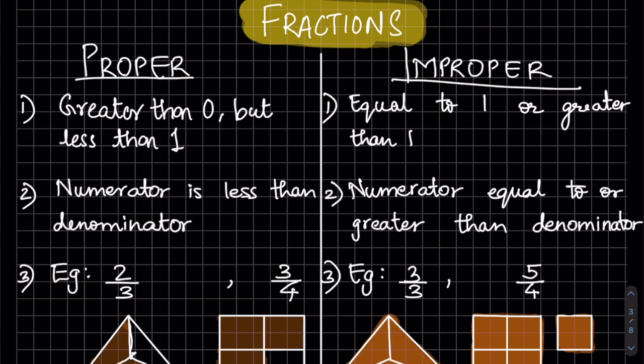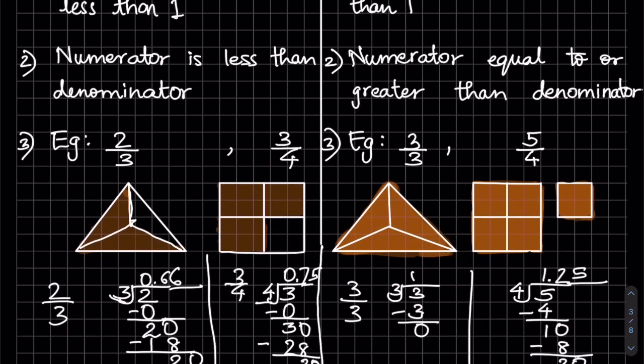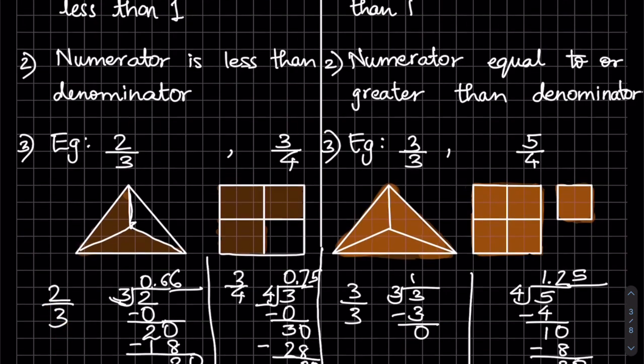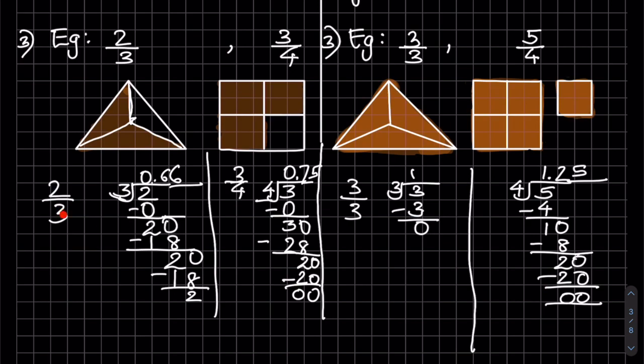For example, in the fraction 2 over 3, you can see the numerator 2 is less than the denominator 3. Pictorial representation you can see in the triangle, which is divided into 3 equal parts. 2 parts are shaded. So now the concept of fractions being greater than 0 but less than 1 is explained very well over here. When I divide 2 by 3, as 2 is the numerator, it goes inside.